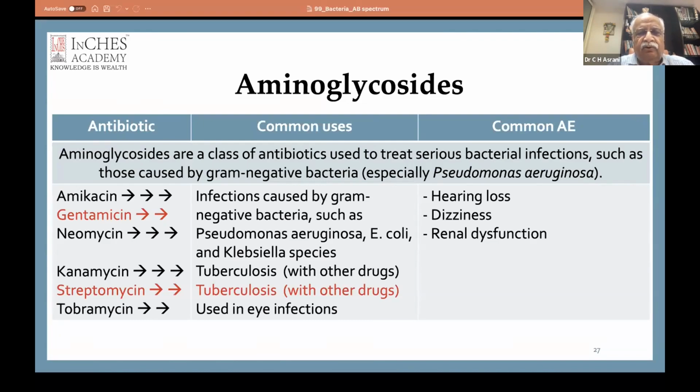Amikacin, gentamicin are used for infection caused by gram-negative bacteria such as Pseudomonas, E. coli, and Klebsiella. Kanamycin, streptomycin are used for tuberculosis with other drugs, mainly second and third line of tuberculosis and AKT. Tobramycin is eye drop used for eye infections. Common adverse effects: hearing loss, dizziness, and postural hypotension.